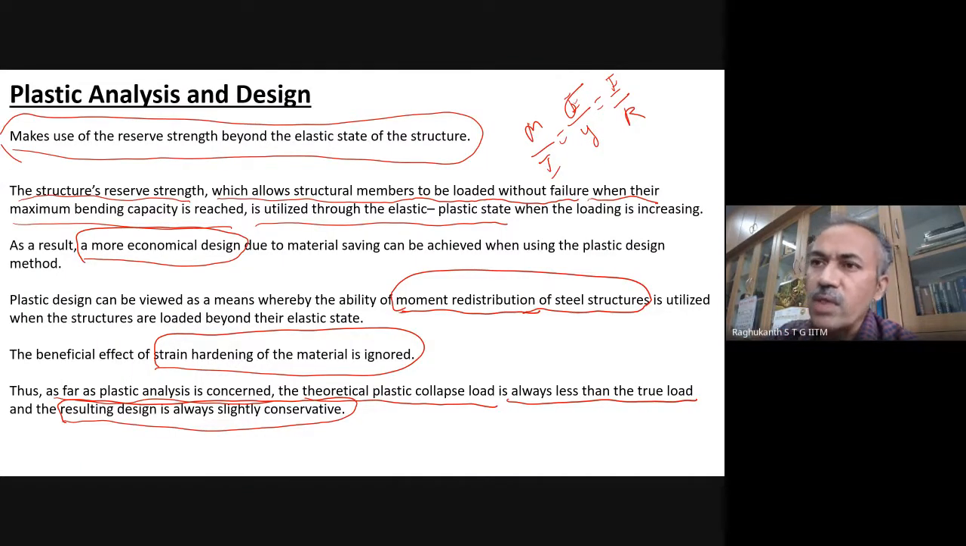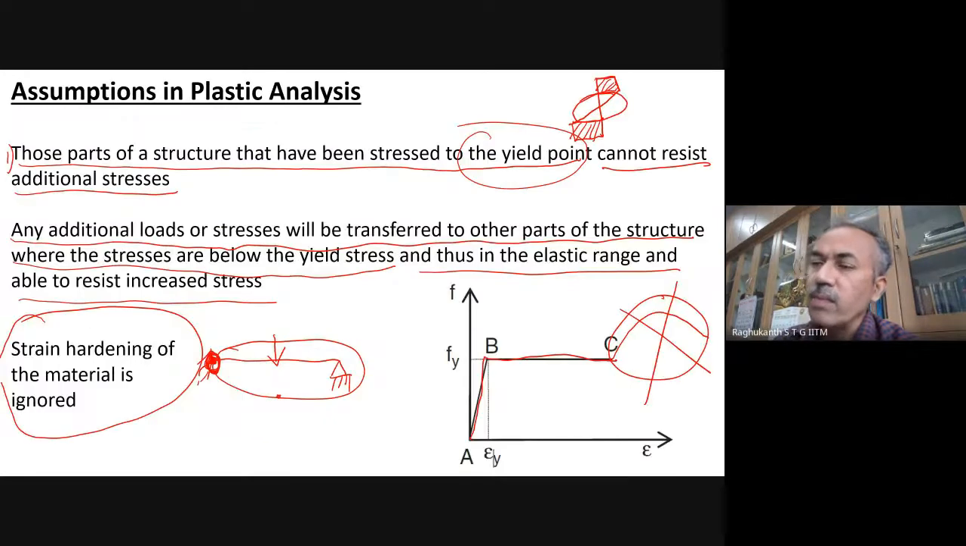So this is how in reality the failure takes place, and this is what we said about plastic analysis and design. We will make use of the reserve strength and other things. And finally, in the plastic analysis, what we are going to do is essentially moment redistribution only.